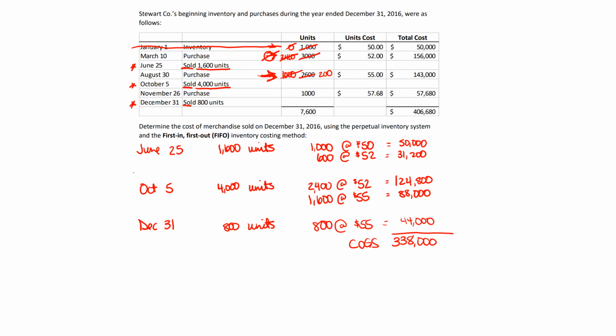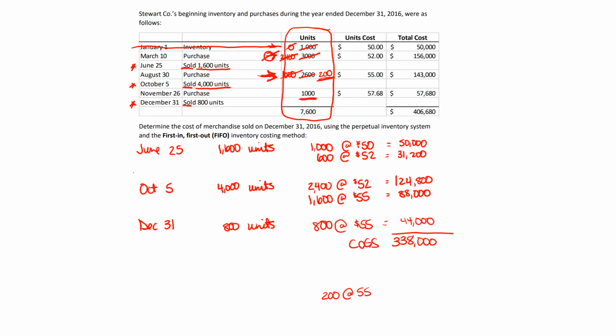Sometimes a problem might ask you not only for cost of goods sold, but they might ask you the amount of the ending inventory. If that's the case, then what you have to look at are the units that you have left to be sold. So we know we have 200 here. So that's 200 at $55.